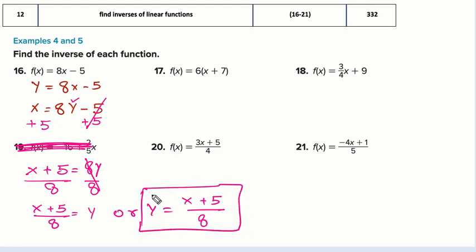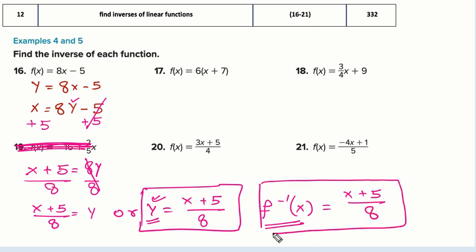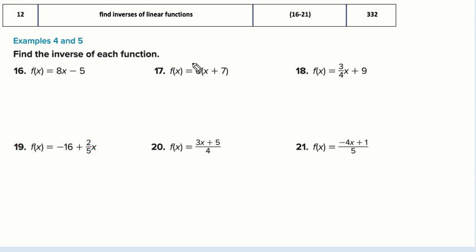Now in this one you will replace this y as f inverse x. In place of y you will put f inverse x and the rest is the same. So this will be your final solution. That is how you will do it. Okay, let's try the same method again for the next question.